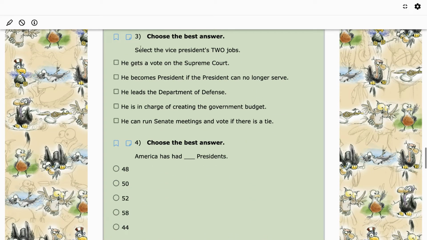Number 3, it says select the vice president's 2 jobs. He gets to vote on the Supreme Court. He becomes president if the president can no longer serve. He leads the Department of Defense. He is in charge of creating the government budget, or he can run for Senate. He can run Senate meetings and vote if there is a tie.